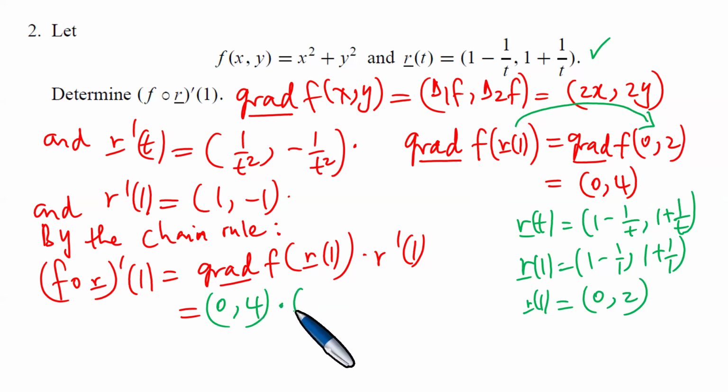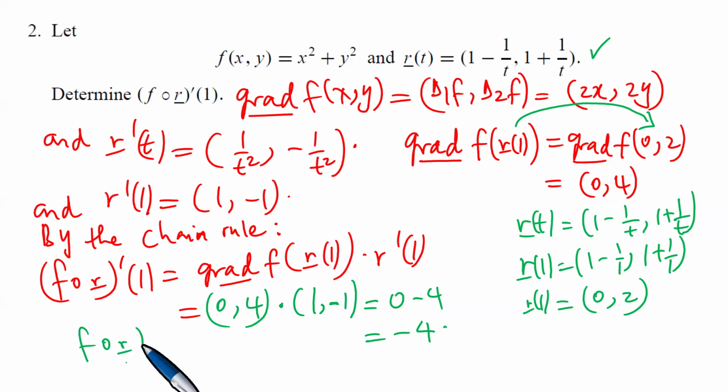Dot, they are primed, which is actually 1 minus 1. This and that would be 0, and this and that would be minus 4, and this is actually minus 4. And this is the answer. Which means we have R primed here, which is minus 4, like this. Minus 4, like that. Okay, so we have solved this problem using the chain rule.